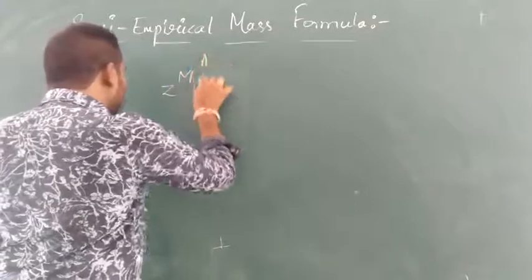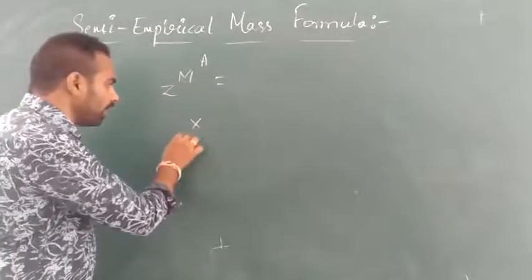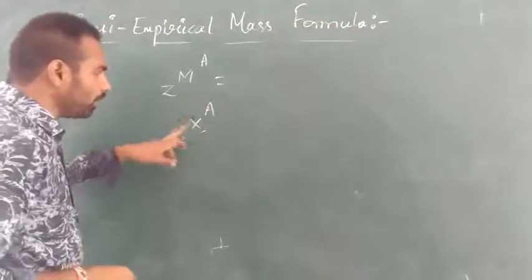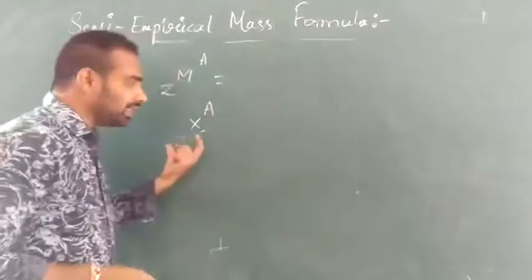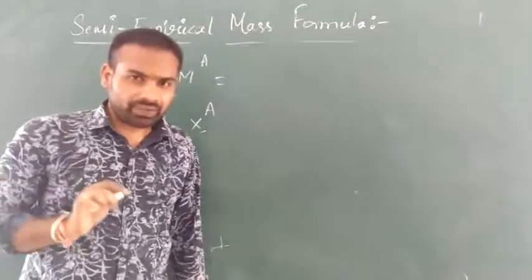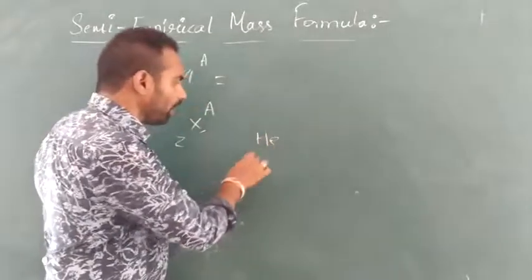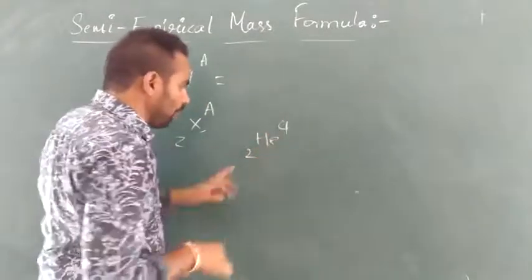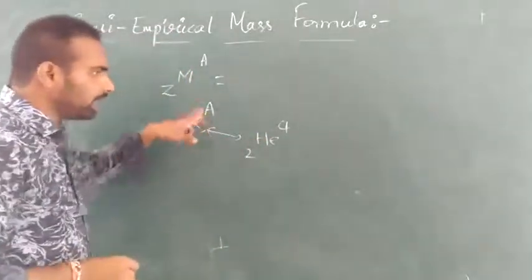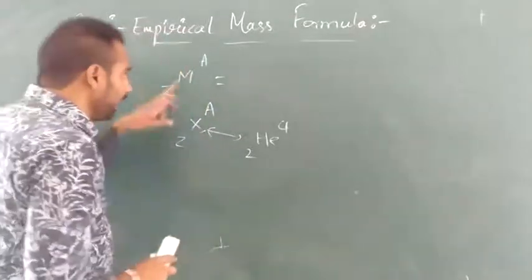ZMA is the mass of the nuclei. We can represent any nucleus in terms of ZXA, where X is the element, Z is the number of protons, and A is the mass number. This is the general representation of any nucleus or nuclide. For example, helium: the atomic number is 2 and the mass number is 4, so 2 helium 4.